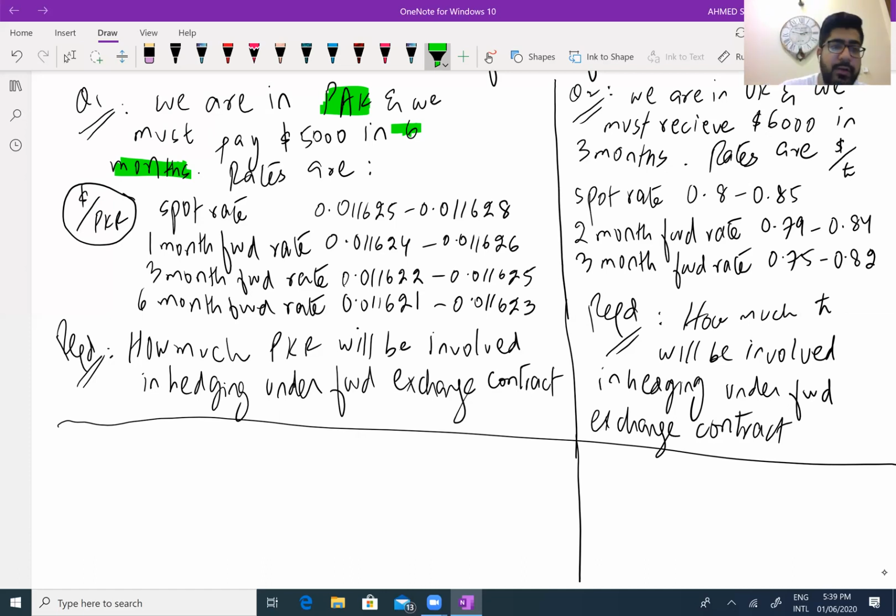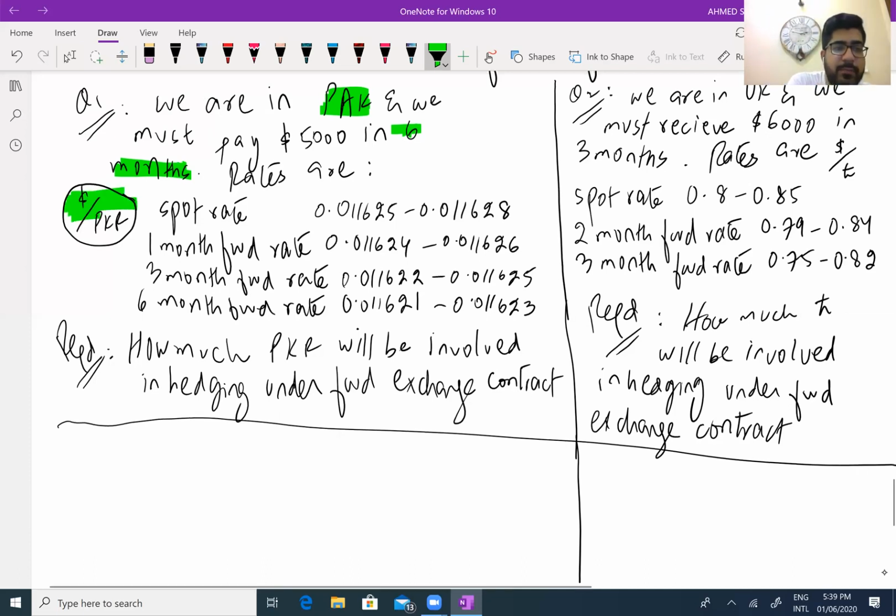Rates are dollar over PKR. We are given the spot rate; spot means today's rate. The 1 month forward rate: if you contract for 1 month later, you get this rate. The 3 month forward rate: if you contract for 3 months later, you get this rate. The 6 month forward rate: if you contract for 6 months, you get this rate. There are two rates, one is buy, one is sell. You will shortly decide yourself which is the buy rate and which is the sell rate.